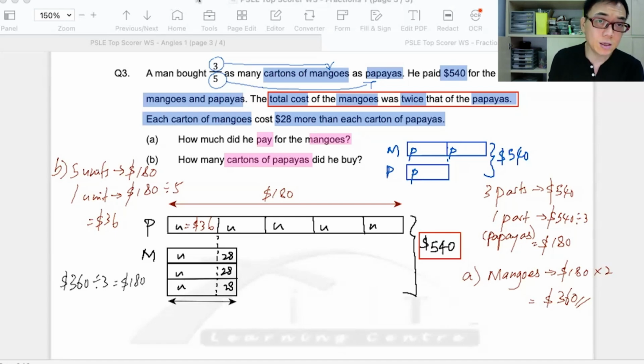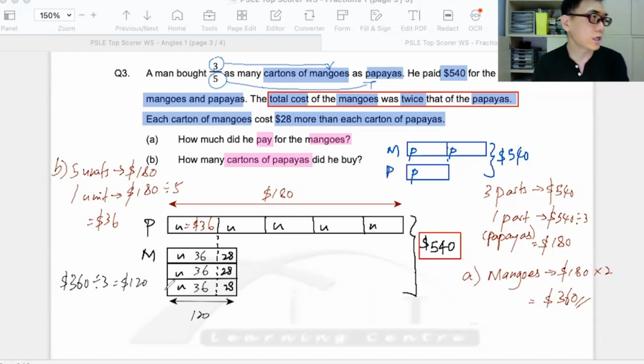1 unit plus 28 would give you 180. But I just found that 1 unit is 36. This means that this number here should be 36. Oh, 120. Sorry. Thank you for letting me know. So 120. And I know that this being 120 minus 20, and this happens to be 36, which I know as well. So something is wrong, right? Because 36 plus 28 is not 120. So what do you think is wrong? What can I do from this?